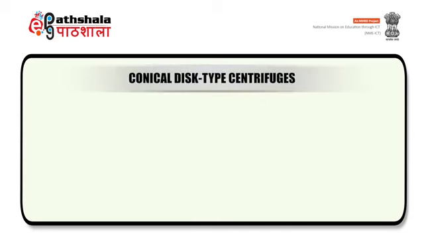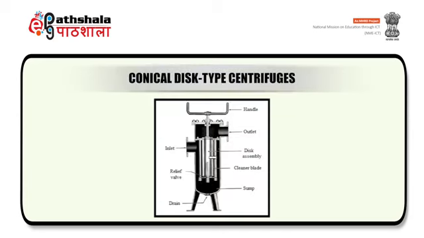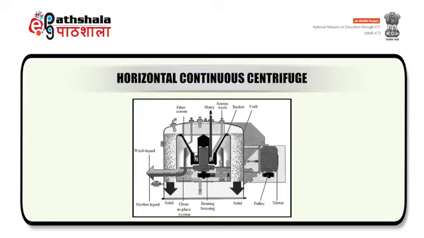The other example is the conical disc type centrifuge. It is also shown on your screen. It consists of a series of conical discs in the bowl. Its length to diameter ratio is small and operational speed is low. Now coming to its working, as the centrifuge rotates, the heavier liquid or solid moves to the underside and the lighter liquid moves to the upper side of the disc. It is used for separating lower concentration of solid. Another example is the horizontal continuous centrifuge. It is also shown on your screen. It can handle solids with wide particle size range and slurries with concentration ranging from 0.5 to 50%.